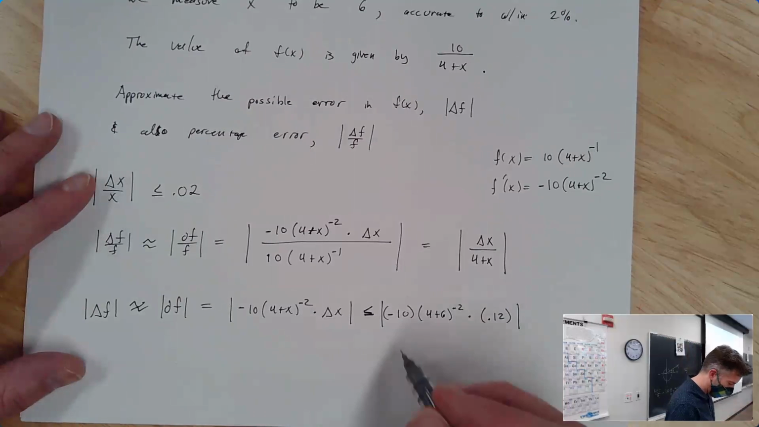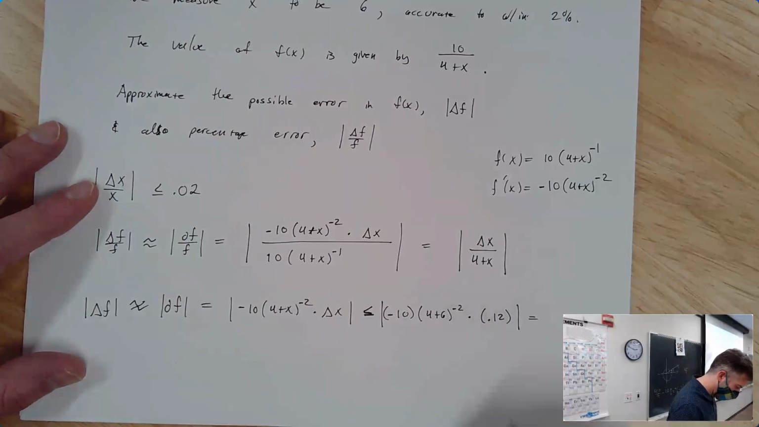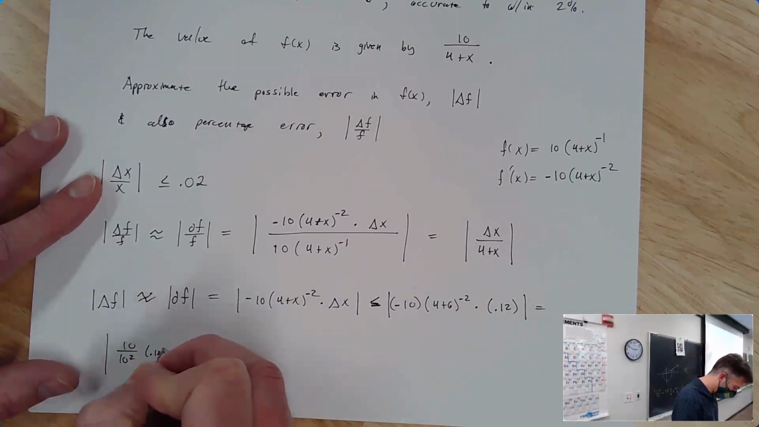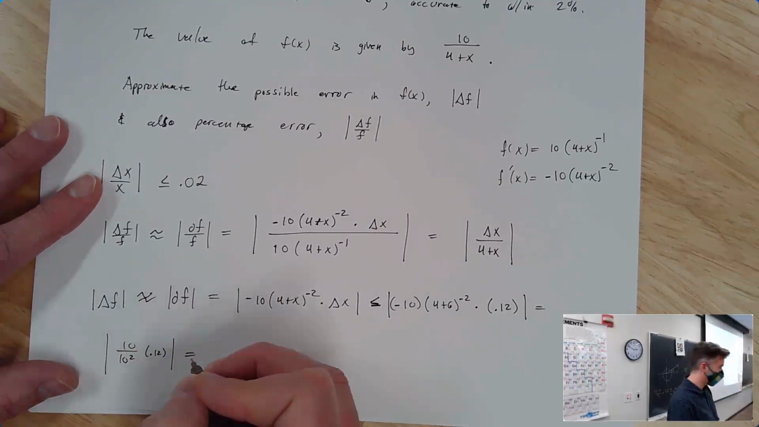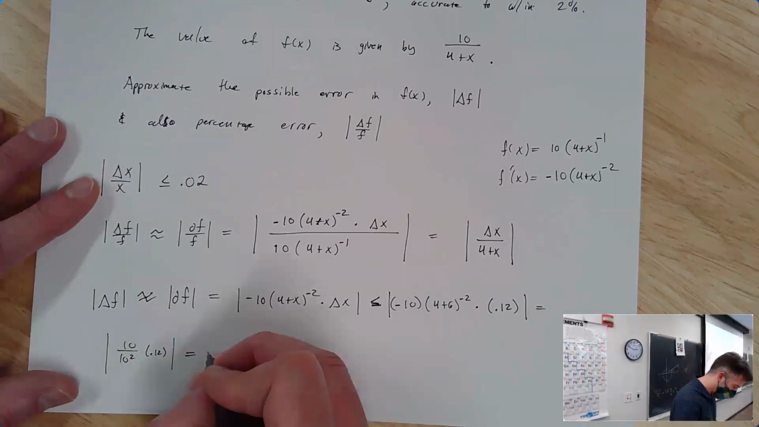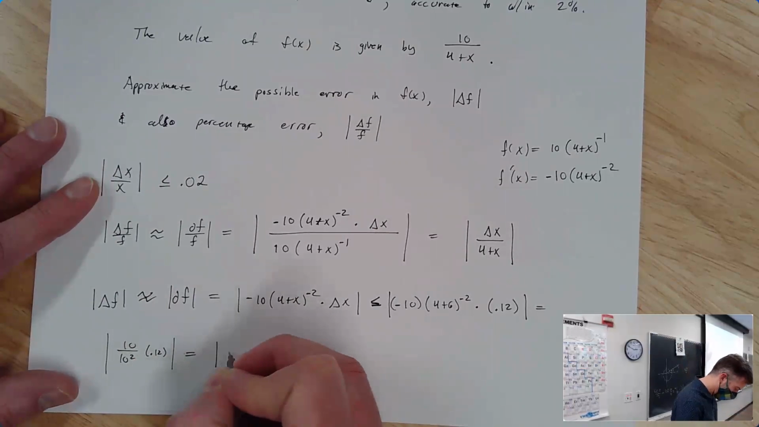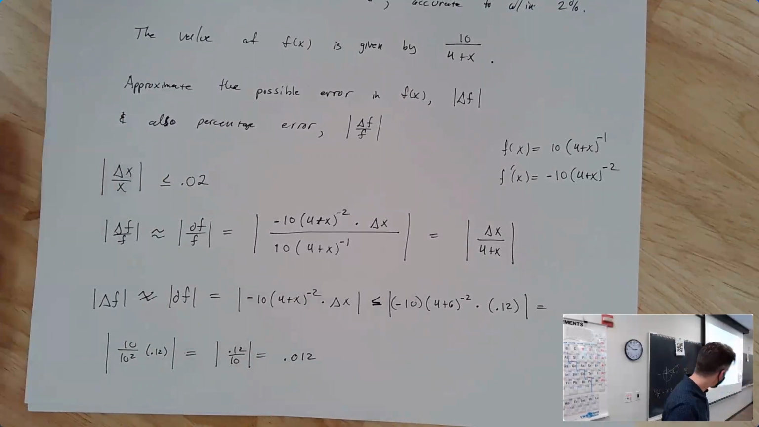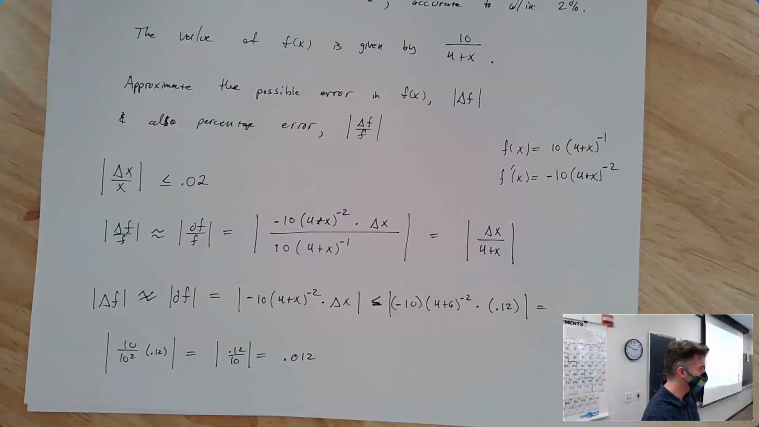And then we would calculate this. That's going to be 10 divided by 10 squared times 0.12. I dropped the negative sign because, again, absolute values. And then that's going to be 0.12 over 10, which is 0.012. So that's our approximate change in the function f.